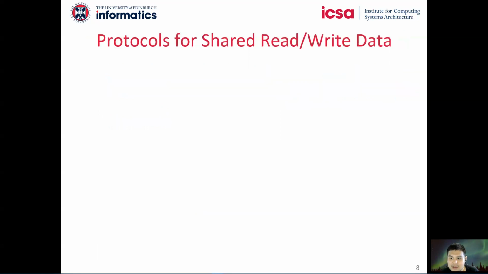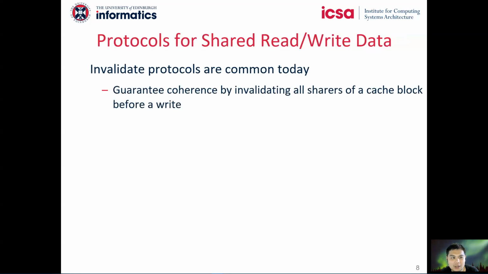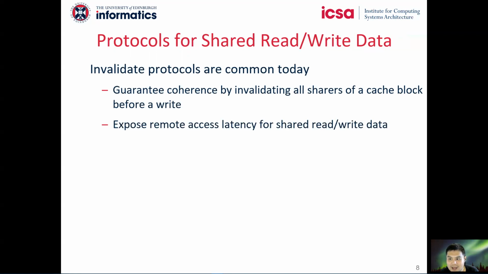And then let's take a look into how coherence protocols treat the read-write data. So we all know in today's systems, write-invalidate protocols are widely used. It guarantees coherence by invalidating all of the sharers of a cache block before a write, but the drawback is that it exposes remote access latency for shared read-write data.